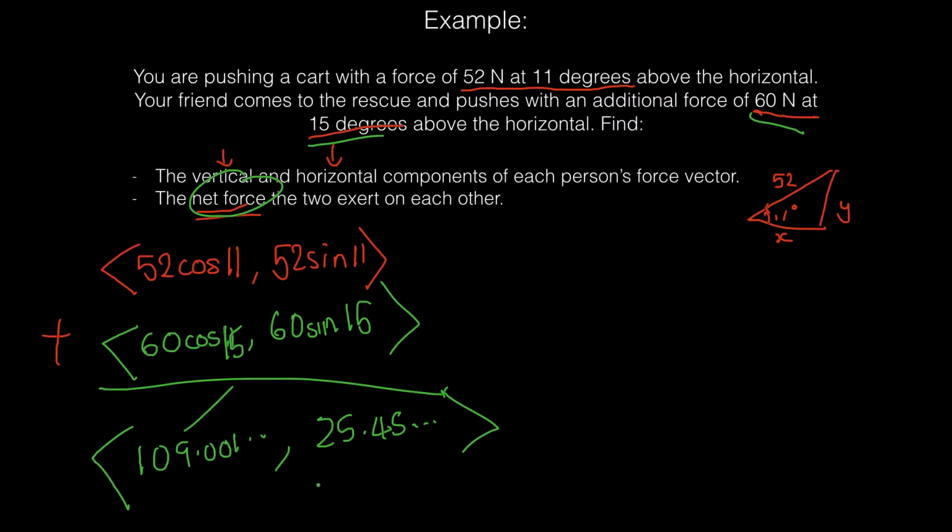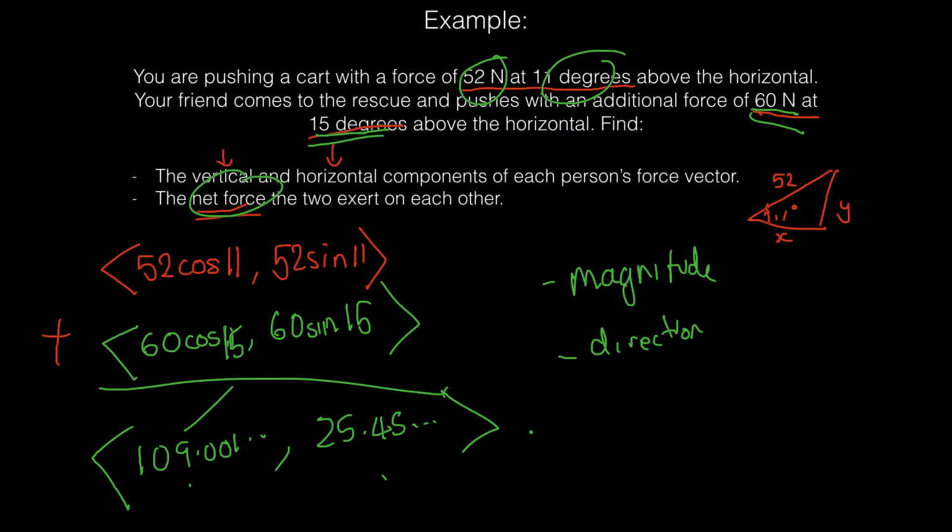Now what do you notice that we have over here? We have two components, right? And now we need to put them together and find the magnitude and direction of the force, just like this. So 60 newtons at 15 degrees above the horizontal, 52 newtons at 11 degrees. We need to find something like that. Okay, so here's how we would do that.